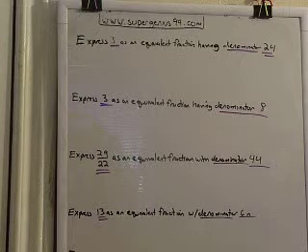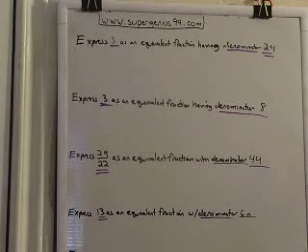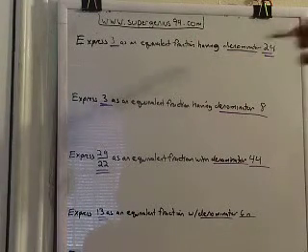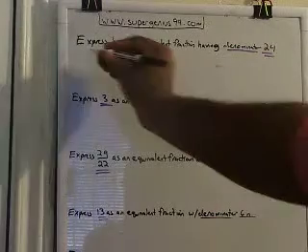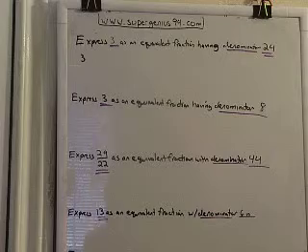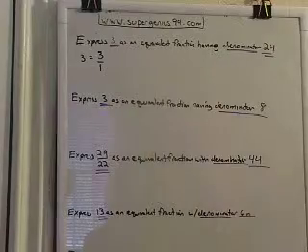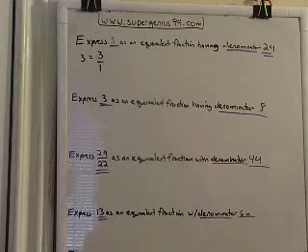Okay, so let's just jump right in. The first one asks us to express the number 3 as an equivalent fraction having denominator 24. Well, here's 3, and how can you write 3 as a fraction? Well, that's the same thing as 3 over 1, because any whole number over 1 is that whole number.